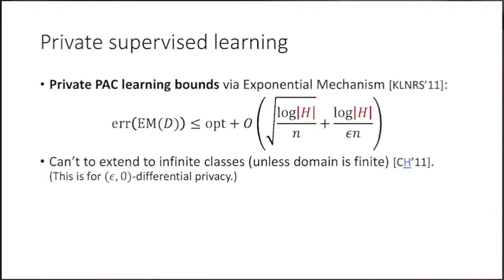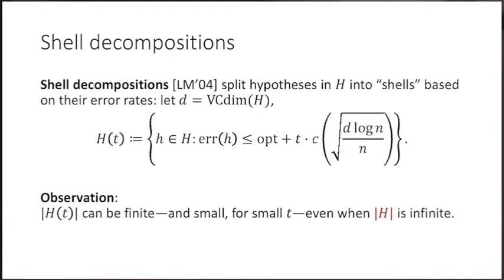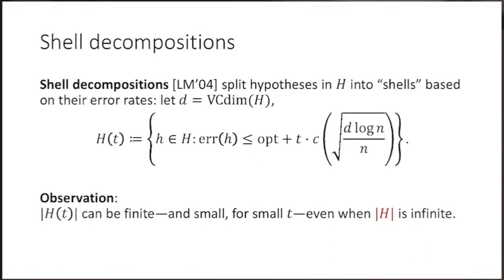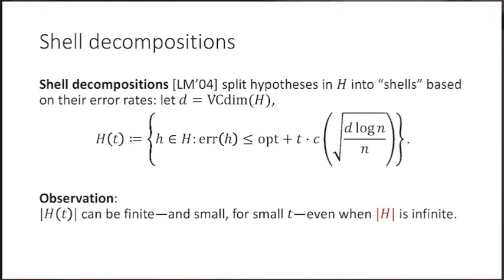But even with finite hypothesis classes, you might hope to get some kind of local complexity bound. You could look at local Rademacher complexity, but there's actually a really simple notion due to Langford and McAllester. We call it shell decomposition bounds, where you split up the hypothesis class into different shells based on how accurate each classifier is.